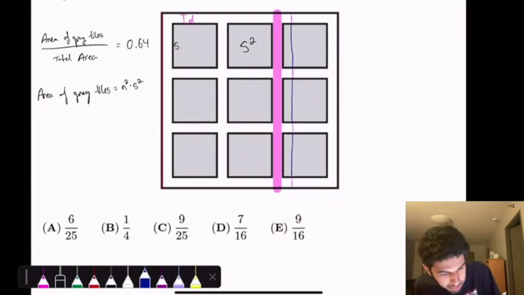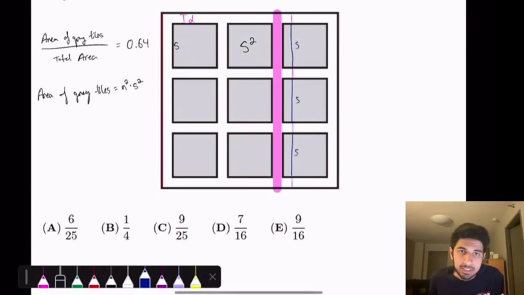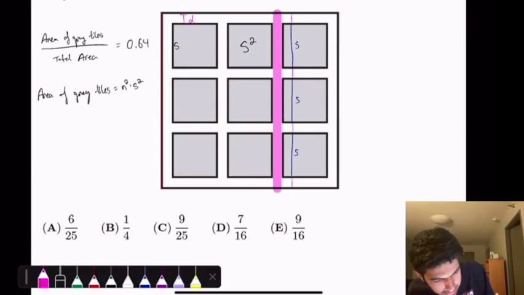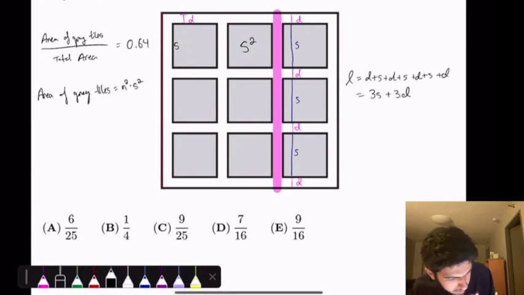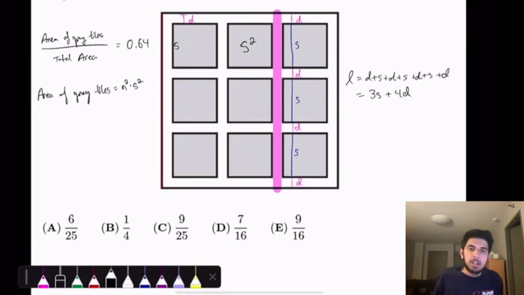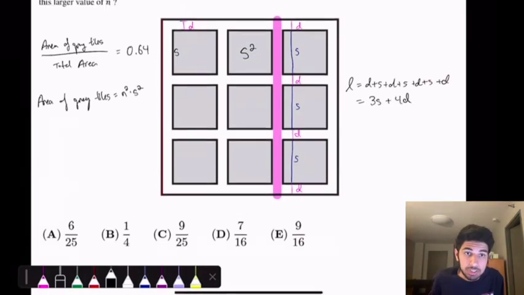Each of the blue things has length s, because that's equal to the side length of the gray tiles. The pink things are the borders in between the tiles, so those have length d. So in this case, the side length, we'll call it L, is equal to d plus s plus d plus s plus d plus s plus d, or alternatively 3s plus 4d. Okay, so that's nice when n equals 3.